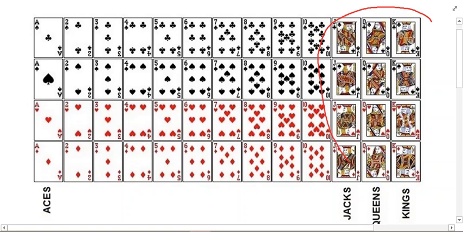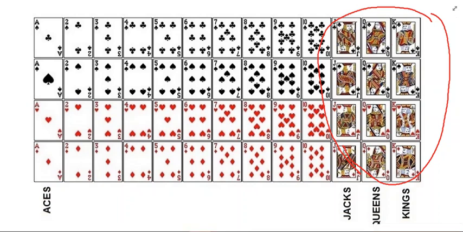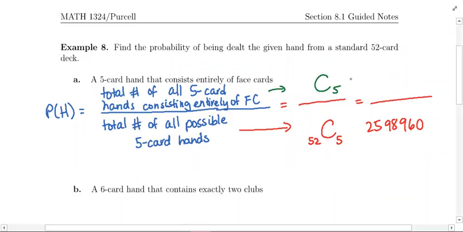Remember, face cards are jacks, queens, and kings. So there are 3 face cards per suit. There's 4 suits, so there's a total of 12 face cards. That means we're going to be pulling from those 12 face cards. So from the 12 face cards, we are selecting 5 of them. That's how we're going to get the numerator.